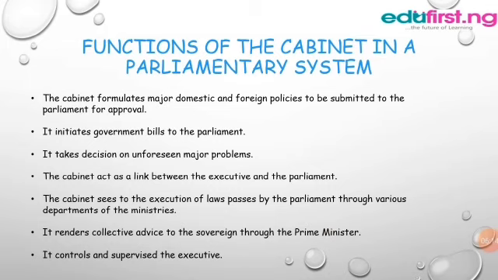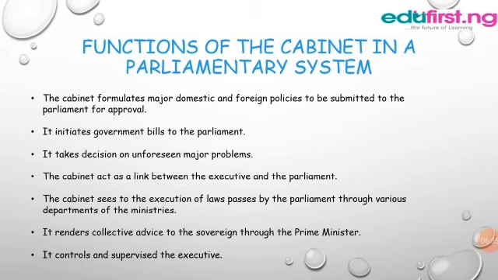Okay? Now let's quickly look at the functions of the cabinet in a parliamentary system. The cabinet formulates major domestic and foreign policies to be submitted to the parliament for approval. It initiates government bills to the parliament. It takes decisions on unforeseen major problems. The cabinet acts as a link between the executive and the parliament.